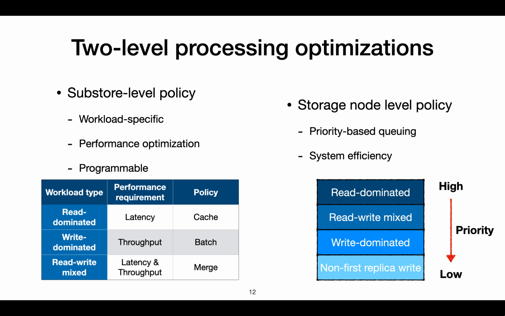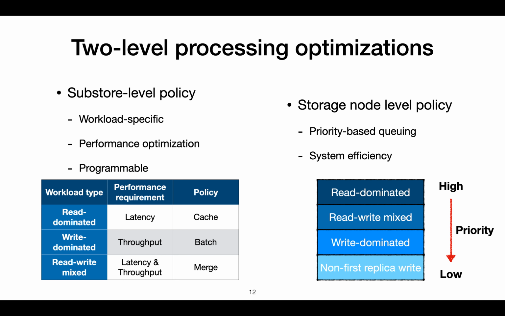On the other hand, a storage node manages multiple storage devices that belong to different substores. That is, requests of different workloads are processed on the shared storage node. Therefore, at the storage node level, we coordinate requests of multiple workloads by priority control to promote the system efficiency.